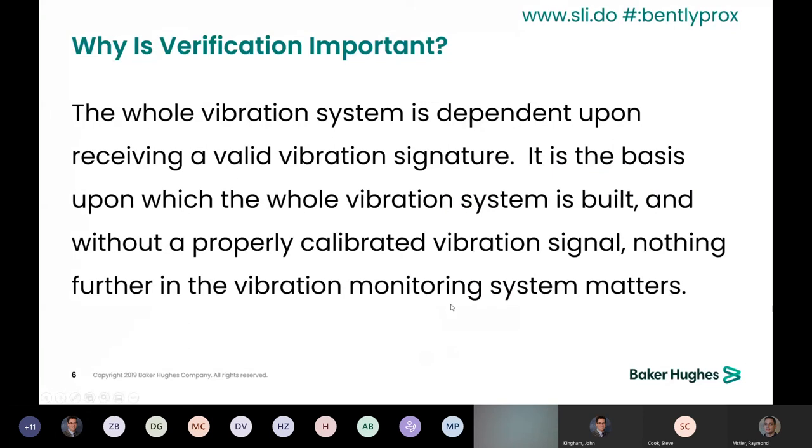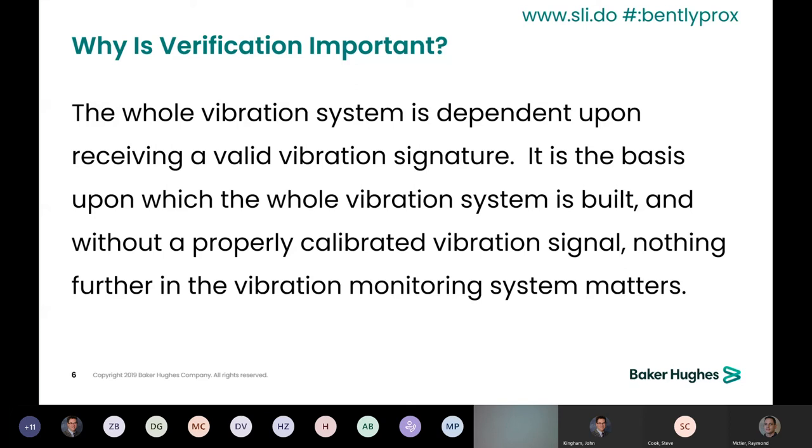So why is verification important? The proximity transducer system is the basic starting building block, the ground floor, the foundation for the rest of the vibration system. From the transducer system, the rest of the vibration system can include the monitoring system, the protection system, the control system, the diagnostic system, and the historian.